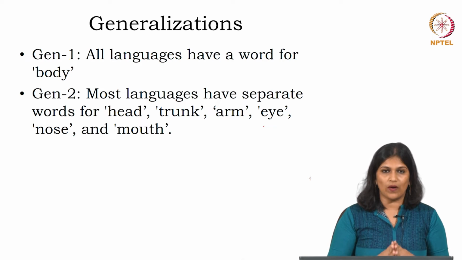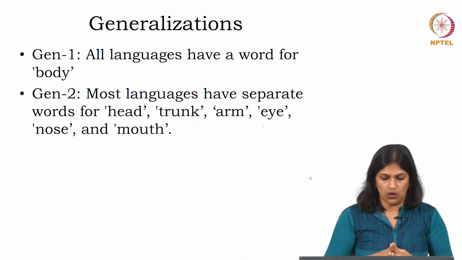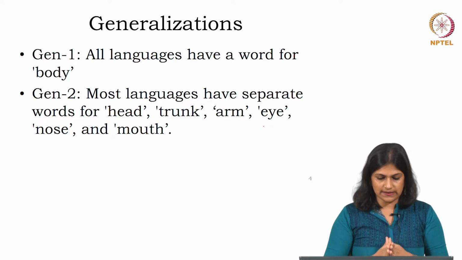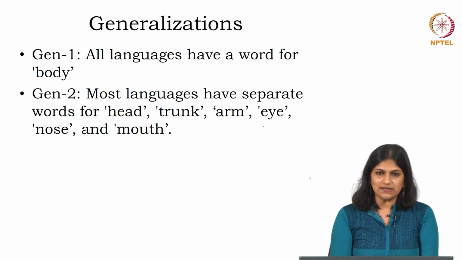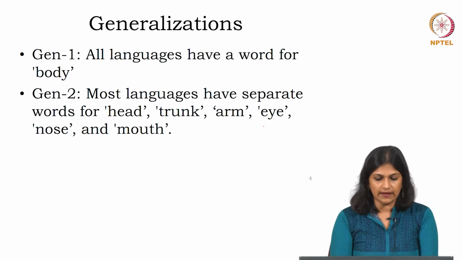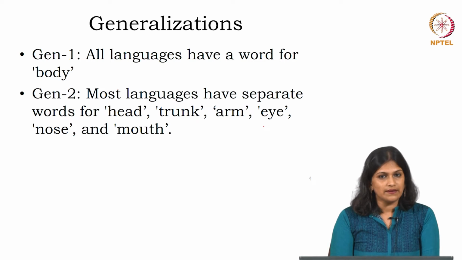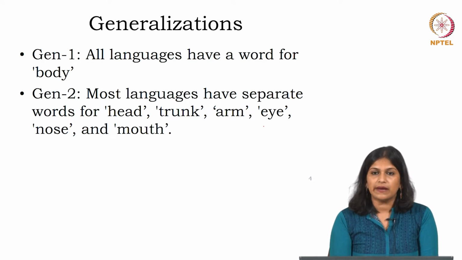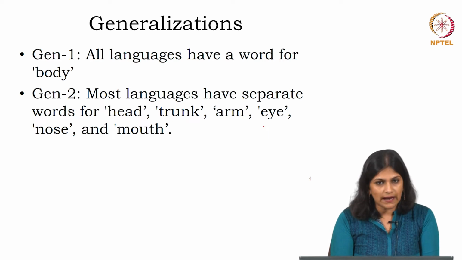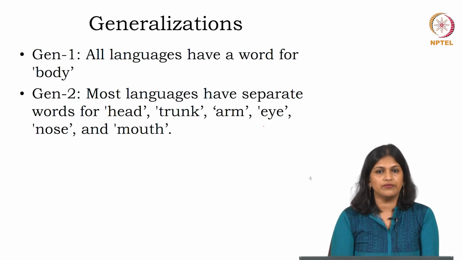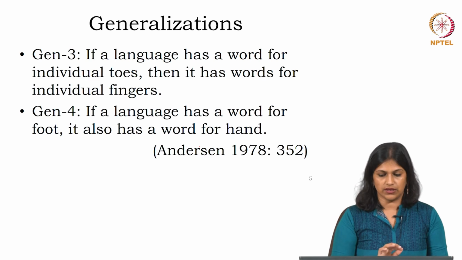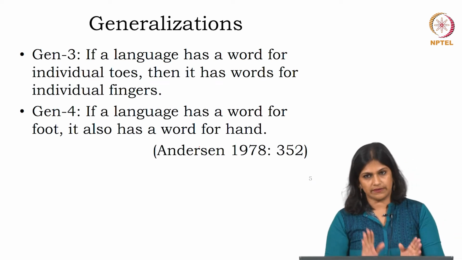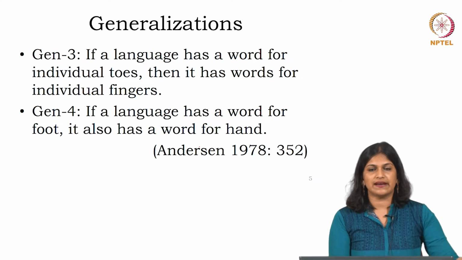Now let us focus on the first generalization first, then we will go to the second. Generalization 1 says all languages will have a word for body, and the second generalization says most languages, again look at the difference between all and most, have separate words for head, trunk, arm, eye, nose and mouth, right. This may not hold true for all languages, but it definitely holds true for most languages. So, generalization 1 and 2 are related to each other. All languages have body parts, most languages have this. Okay. Now, let us move to generalization 3.